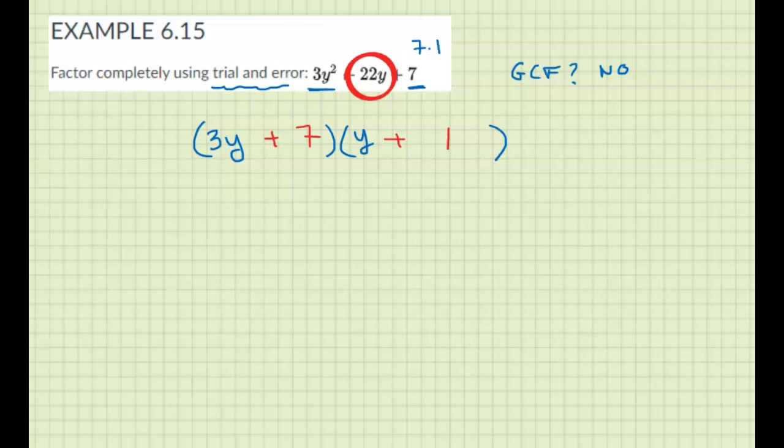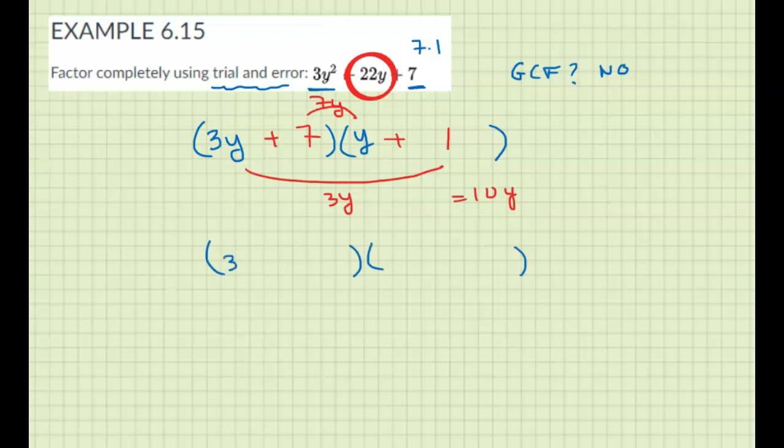Right, so that middle term comes from multiplying the outer terms together and the inner terms together. Okay, so I see that if I do these, I get 3y. And if I do these, I get 7y. And if I add the 7y and the 3y, that's going to give me 10y. And that's not correct. So that means I probably didn't place them correctly.